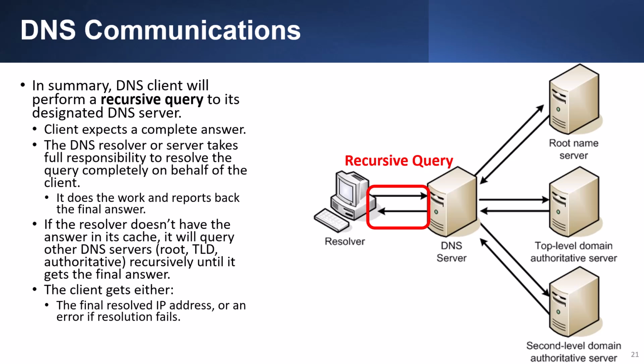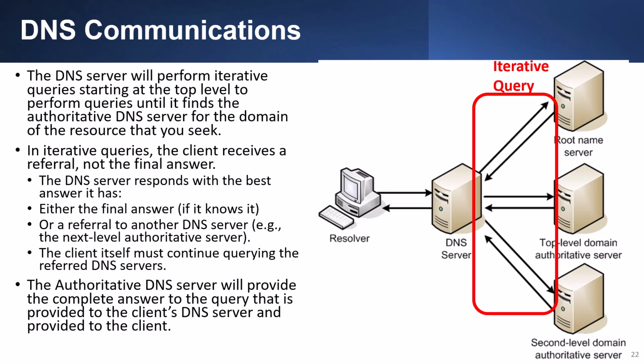In summary, the DNS client will perform a recursive query to its designated DNS server. The client expects a complete answer. The DNS resolver or server takes full responsibility to resolve the query completely on behalf of the client. It does the work and reports back the final answer. If the resolver doesn't have the answer in its cache, it will query other DNS servers recursively until it finds the final answer. The client gets either the final resolved IP address or an error if resolution fails.